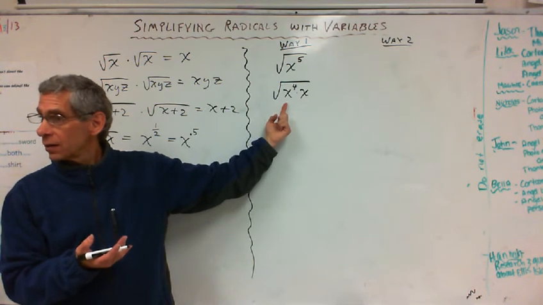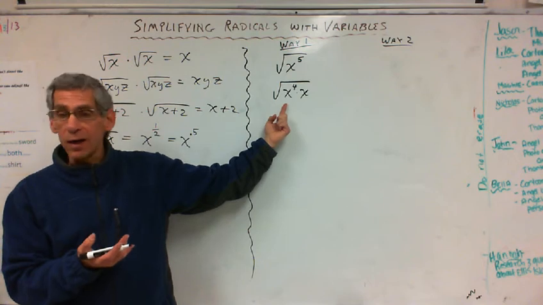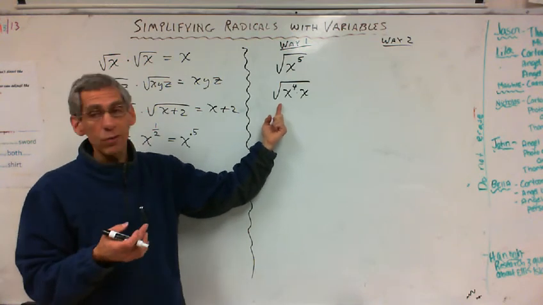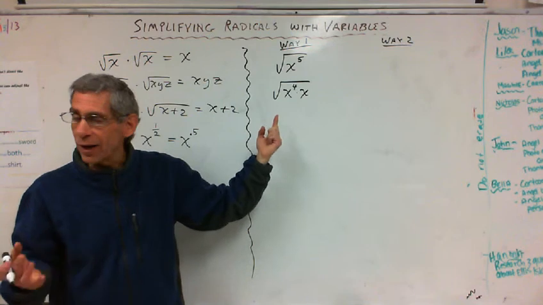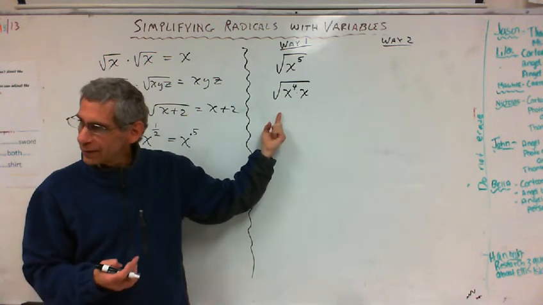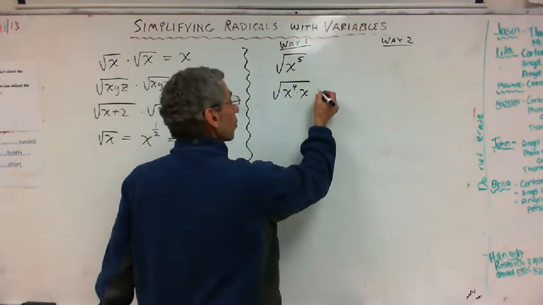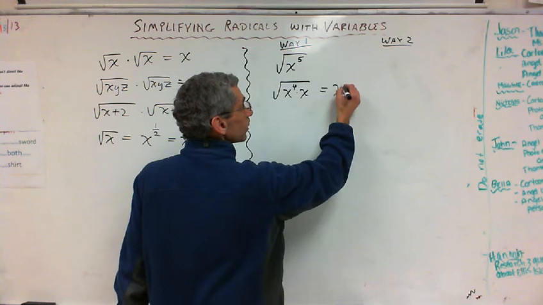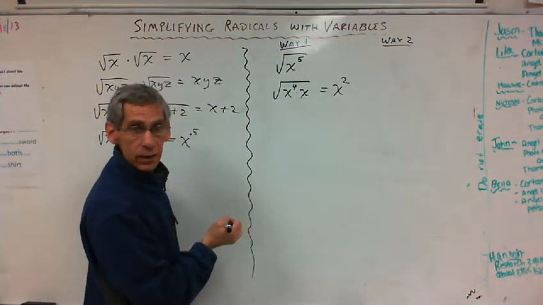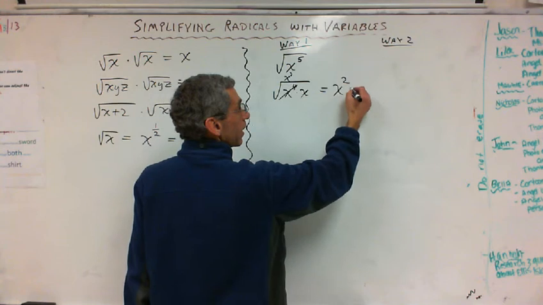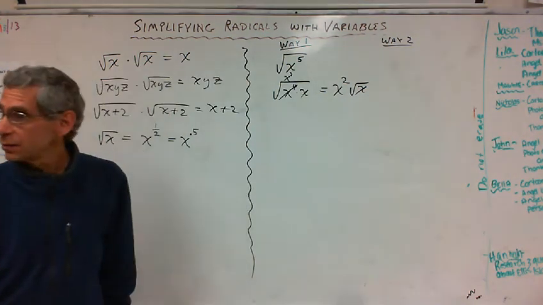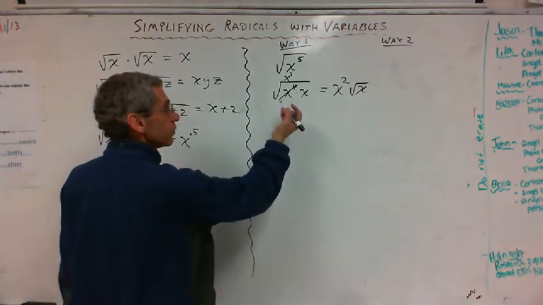What's the square root of x to the 4 million? x to the 2 million. Right, so the square root of x to the 4th equals x to the 2. That came out as an x squared, so times the square root of x. All right, let's try a few this way.